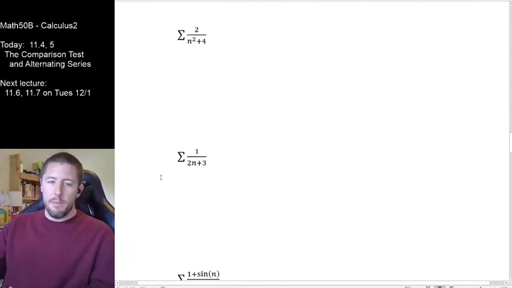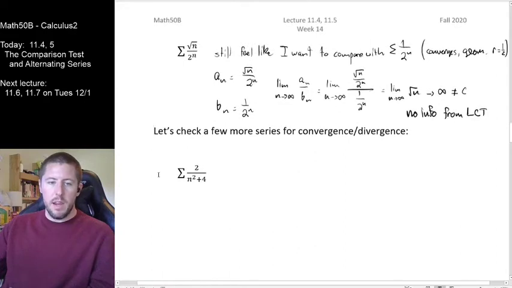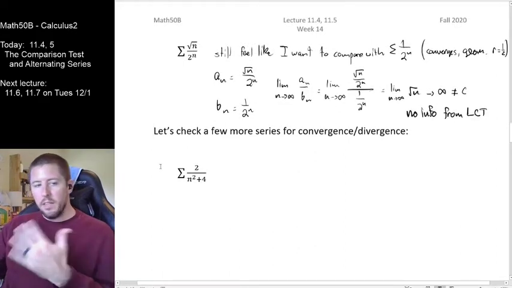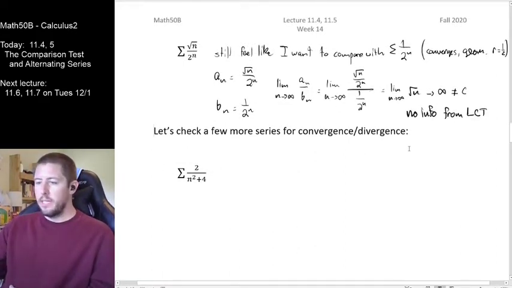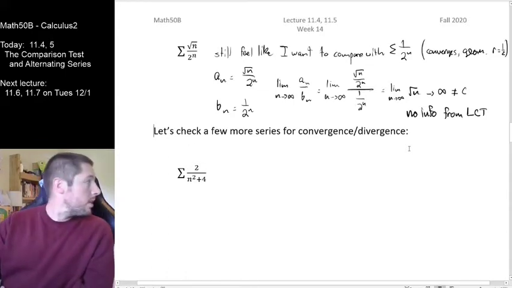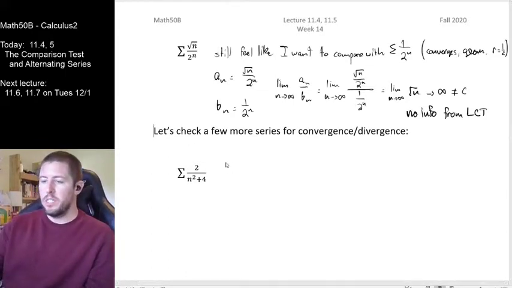So let's go ahead and look at a couple more examples. I just want to do 3 more examples right here using the comparison and limit comparison test, and then we'll talk about some alternating series. So let's go ahead and check a few more series for convergence and divergence here.